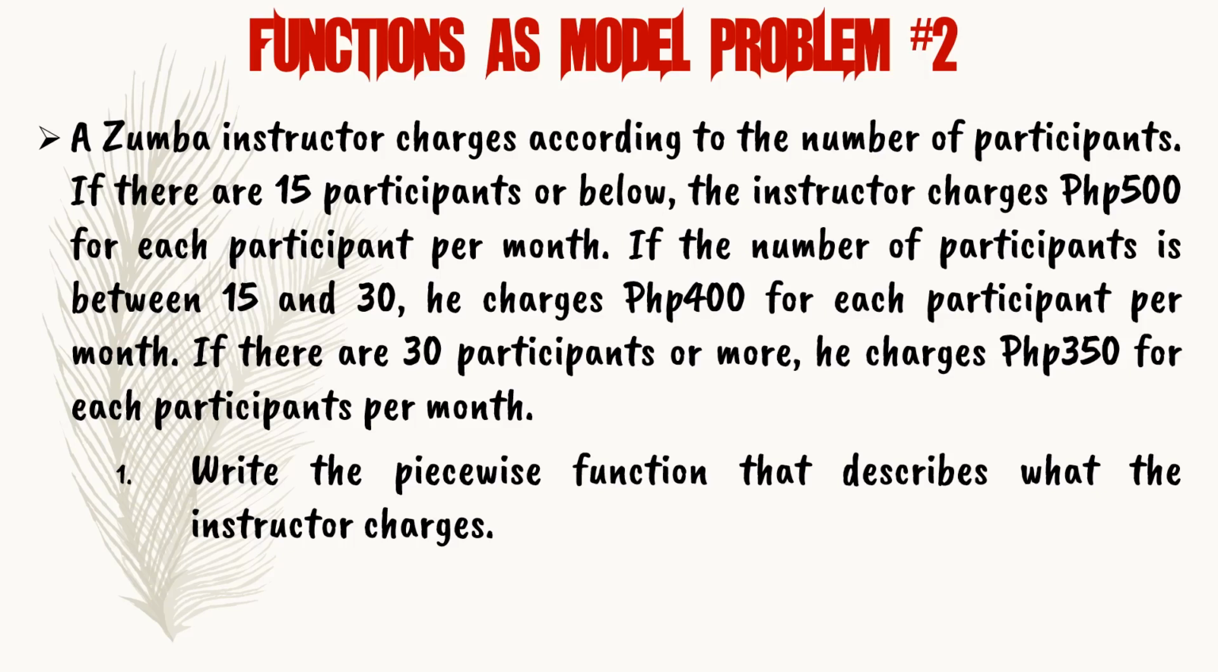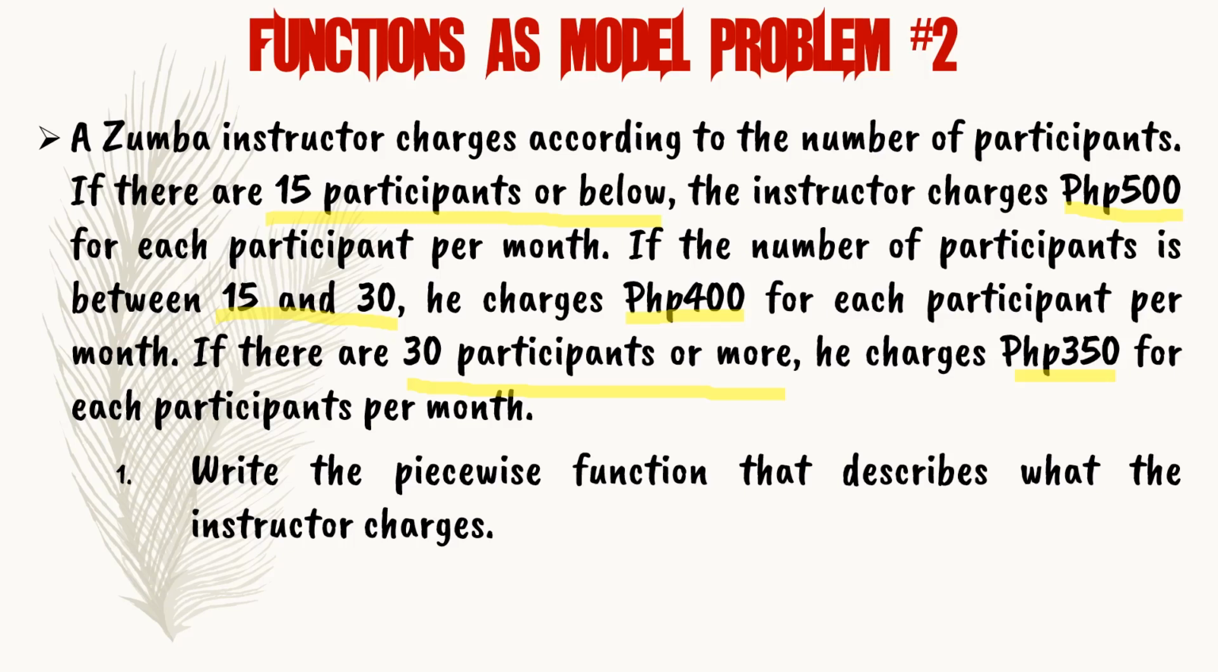Okay, so for this given, we have here three conditions. The first condition is the instructor will ask them to pay 500 pesos each for 15 participants and below. And then they will pay 400 pesos each if the number of participants is between 15 and 30. And he will only ask them to pay 350 pesos if there are 30 participants or more. So what will be the piecewise function for this?